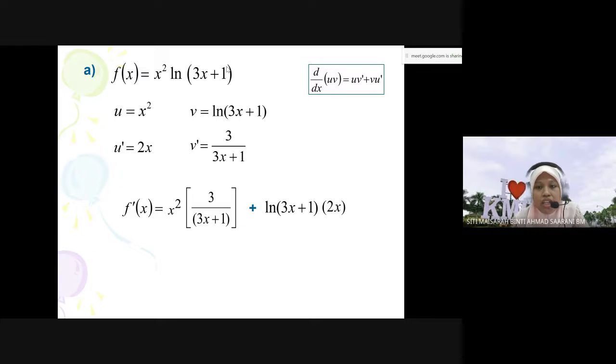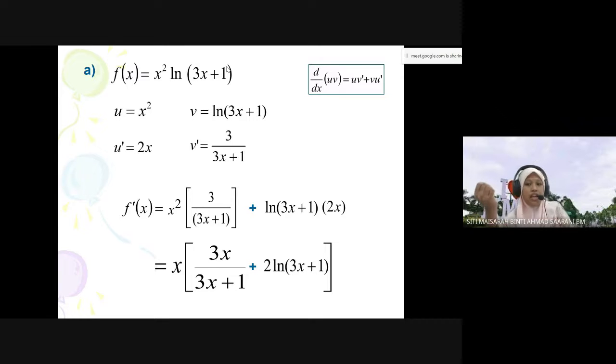Kalau tengok kat sini, kita kat depan tu ada x square, kat belakang tu ada x. Kita juga boleh factor x. Let's say for this case, we factor x. So then we get 3x over 3x plus 1 plus 2 ln 3x plus 1. Macam ni lah. Ini factor kalau kita factor x.